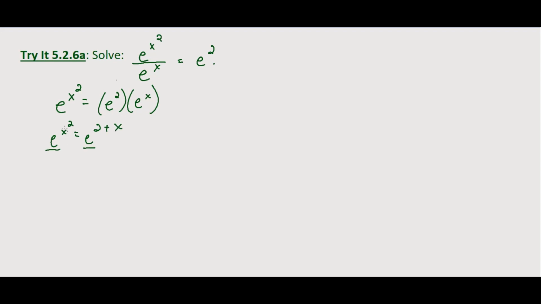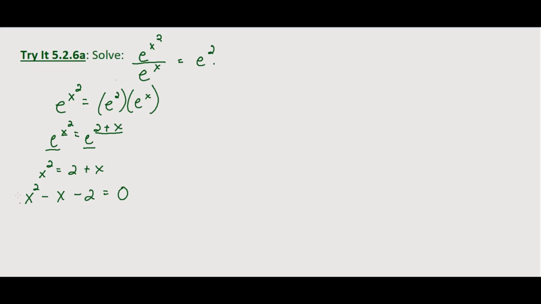We have the same base on both sides, which means we can set the exponents equal to one another. So x squared equals 2 plus x. Let's move everything to the left-hand side so we have a quadratic equal to 0. So this becomes x squared minus x minus 2 equals 0. Now we factor or use the quadratic formula.